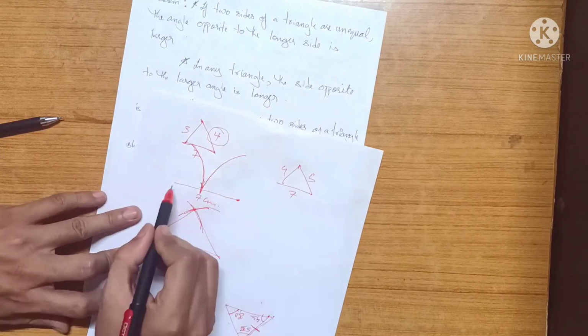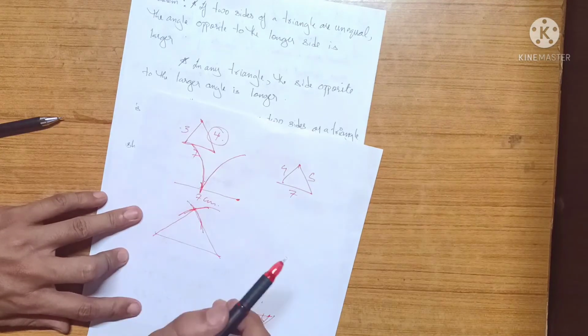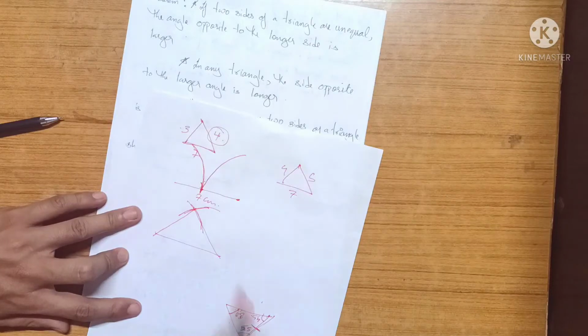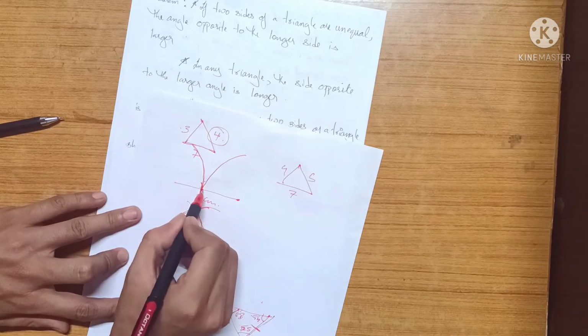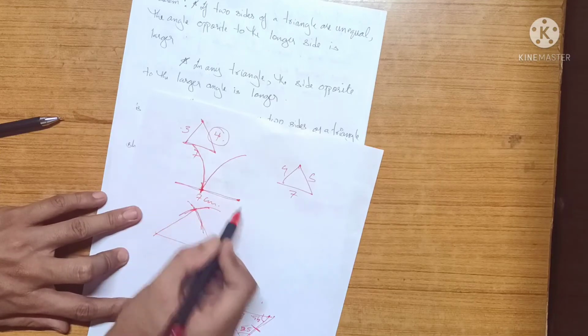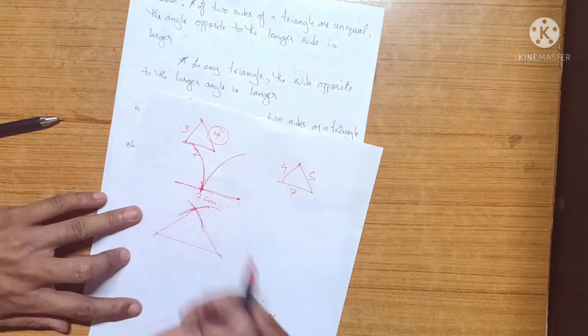But if you do construction like this with 7, 3 and 4 measurements, they will meet exactly in this line only. Okay, so if they meet exactly at this line, the cross mark, we have to join this, and it doesn't form a triangle at all. It's just forming a straight line.